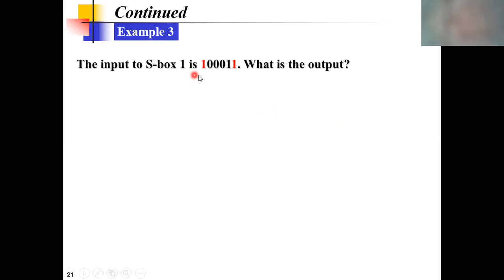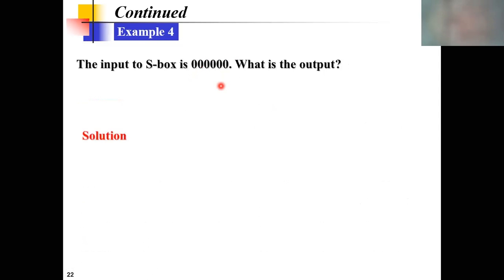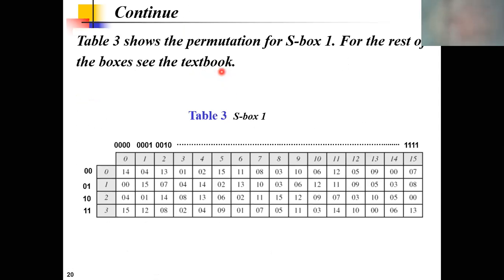So dear students, the first bit and last bit will tell you the position of the row, and the remaining 4 bits tell you the position of the column. The output will be given as follows. Let me give you the example. If you realize this, the first bit and last bit are 1 1.